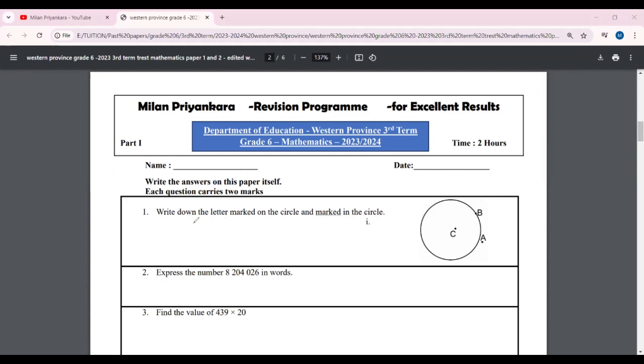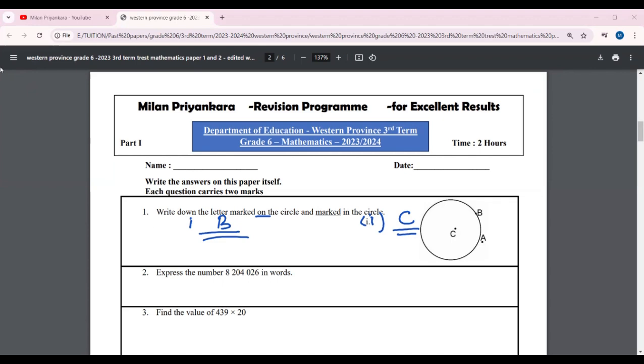So here actually there are two parts. One is on the circle, and the part 2 is in the circle. So here you can see B is on the circle and C is in the circle, right? So B is on the circle and C is in the circle. So let's go to the second question here.